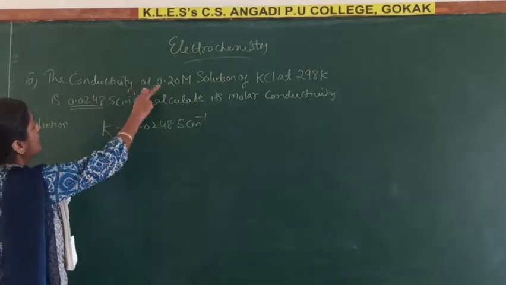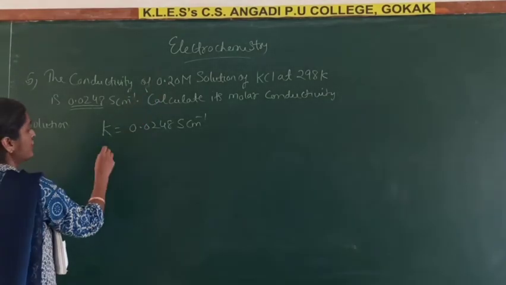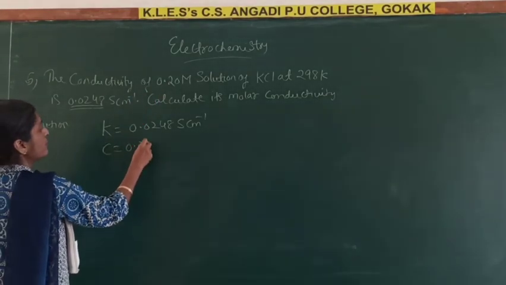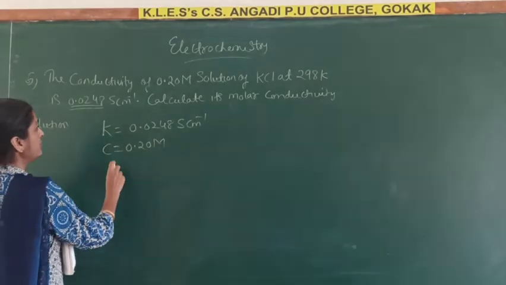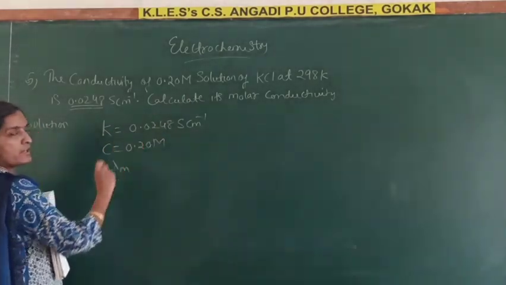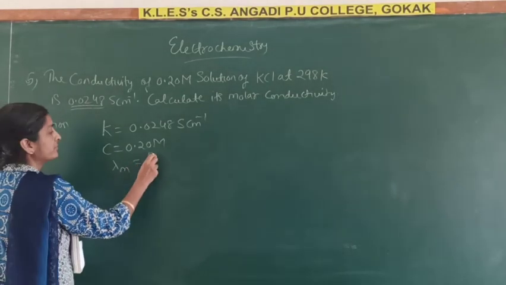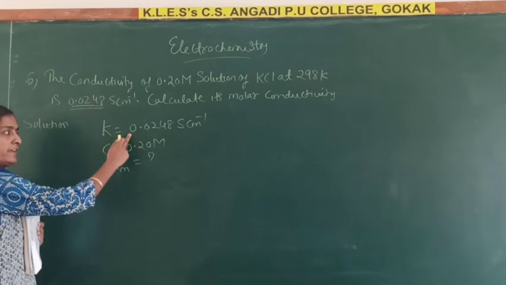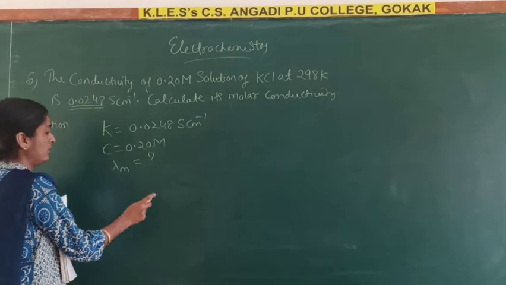Okay, now we are given the conductivity. We are given the concentration. What is the concentration? 0.20 molar. Right. What you have to find out? You have to find molar conductivity. Molar conductivity is given by the symbol lambda m. So first you write the given data, what you have to find out, and then you will write the formula.